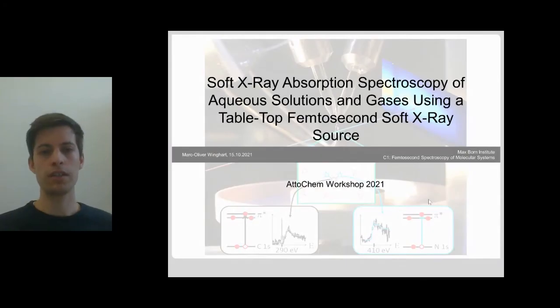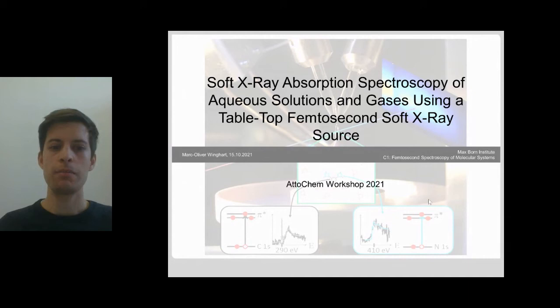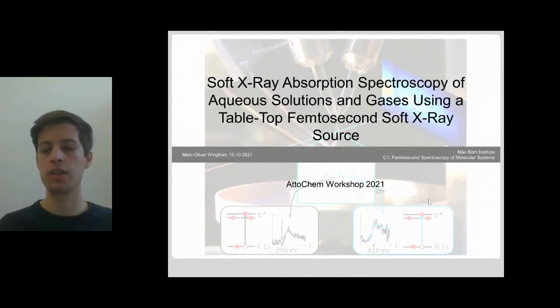Thank you. I also want to thank the organizers for giving me the chance to speak in this workshop in place of my colleague Anno Rose. I'm a postdoc working at the Max Born Institute in Berlin, where I work for Eric Nibbering and collaborate with Anno Rose on soft X-ray absorption spectroscopy, not only on tabletop setups, but also on large scale facilities.